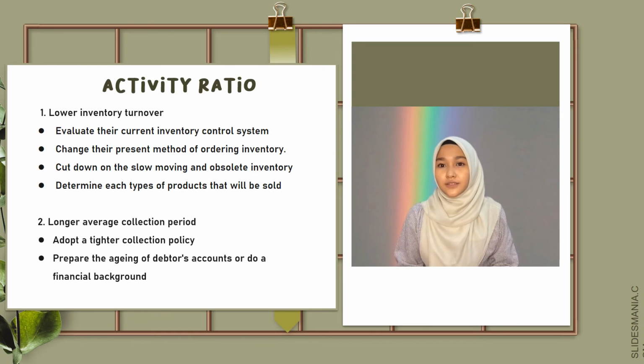Since the inventory turnover ratio of the company in 2020 was lower than 2019, we will suggest the company evaluate their current inventory control system or change their present method of ordering inventory. Besides, Hiviabot Berhad may cut down on the slow-moving and obsolete inventory by applying inventory clearance sales. It means that the company can sell the goods at a lower price.